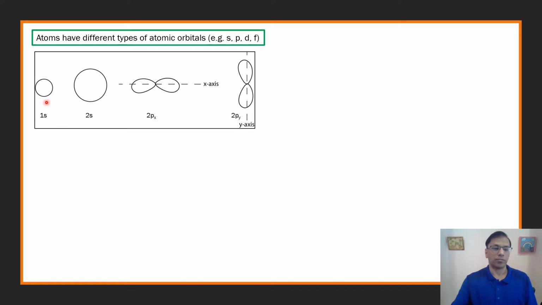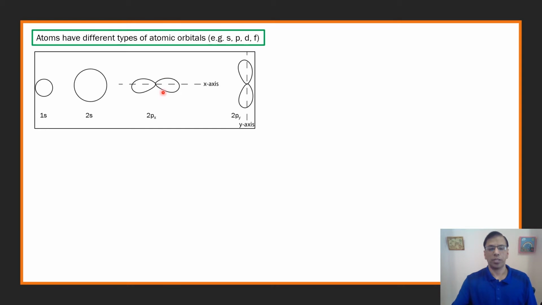So here I have the 1s atomic orbital. It's spherical in shape. We have the 2s atomic orbital. It's a little bit bigger sphere because the 2s orbital is farther away from the nucleus.